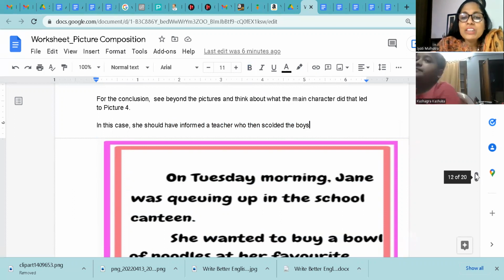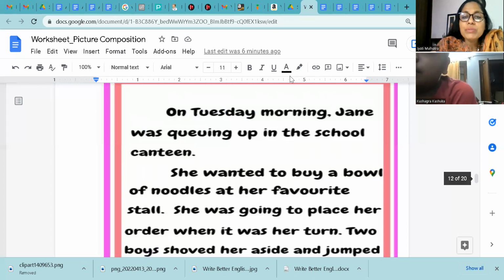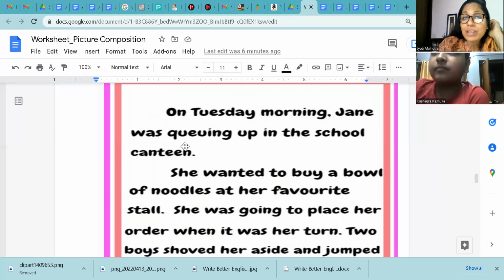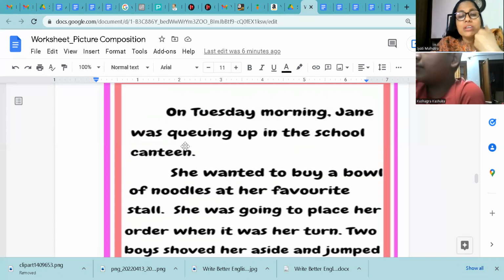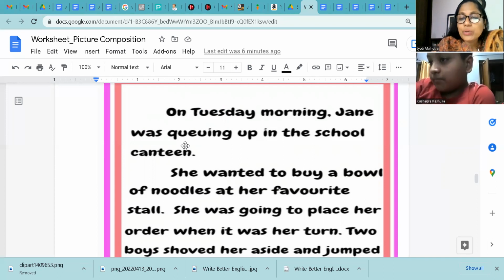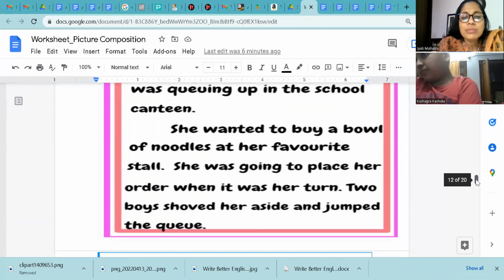So, let's look at the story right from the beginning once again. If you missed writing it, you can write it now. On Tuesday morning, Jane was queuing up in the school canteen. You can just start writing, Kushagra. She wanted to buy a bowl of noodles at her favorite stall. She was going to place her order when it was her turn. Two boys shoved her aside and jumped the queue.